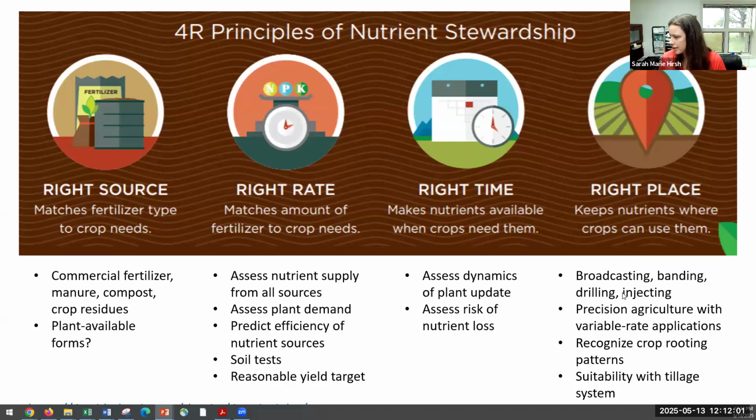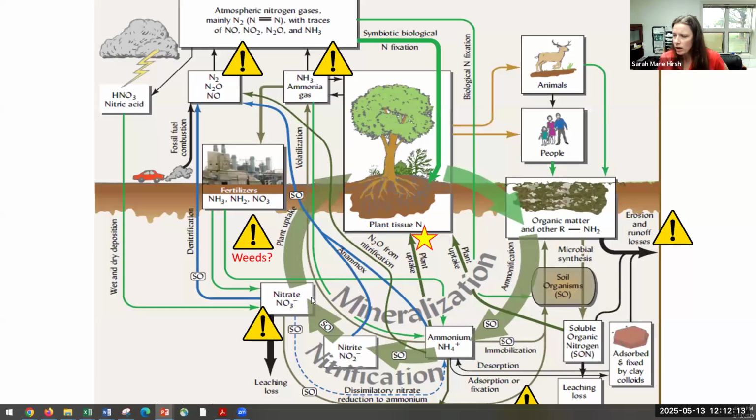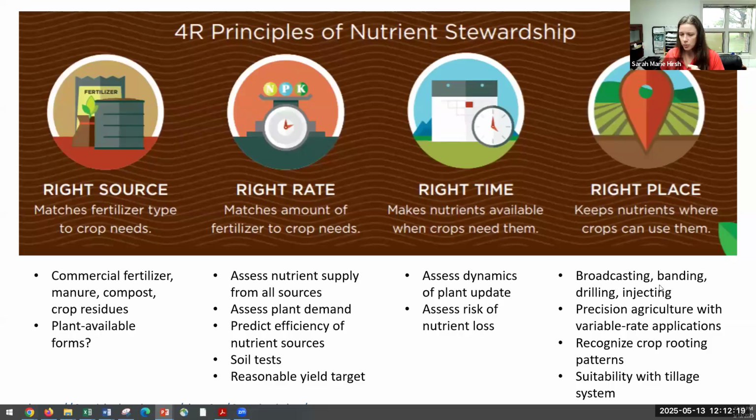And then the right place. It's important that we consider that nutrients are actually being placed where the crop can use them. Like I mentioned in the nitrogen cycle, we don't want the weeds to be taking up our nitrogen. We want our crop to be taking up the nitrogen. So the closer we can put that to where the crop is going to be able to access it and take it up, and not the weeds, the more efficient we're going to be in terms of our nitrogen use.